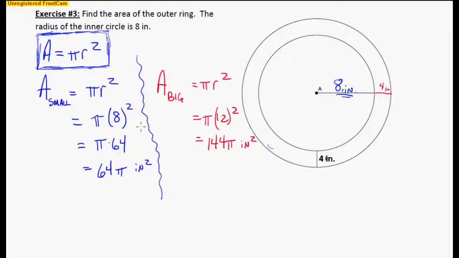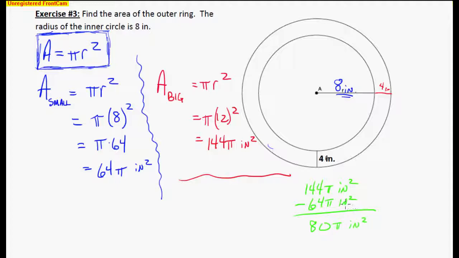Here's my small circle. If I want just this ring, I'm going to subtract. I'm going to go area of the big circle, I don't want an R there, I just want inches squared, and the area of the small circle in inches squared, and I'm going to subtract them. 144 minus 64 is going to give me how much? 80? Yep, 80. And I'm still going to have this pi. That pi doesn't go away.